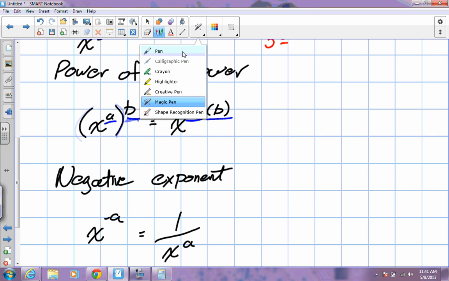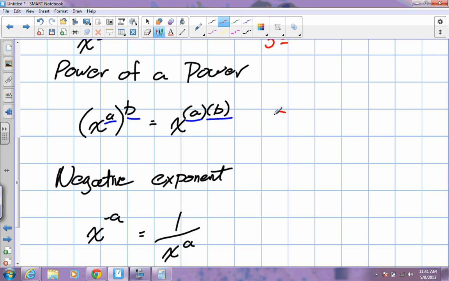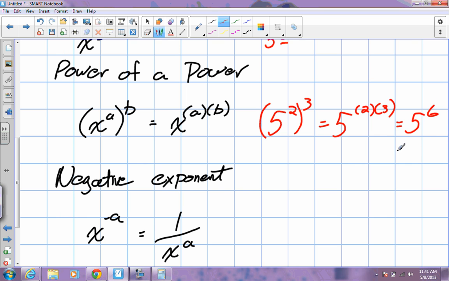So a question that may look like this would be 5 to the power of 2 to the power of 3. We keep the base the same, which is our 5, and we multiply our two numbers, 2 by 3, which is going to give us 5 to the power of 6. Okay, very different from the first one where we added them. We have 5 to the power of 5. This one is 5 to the power of 6.